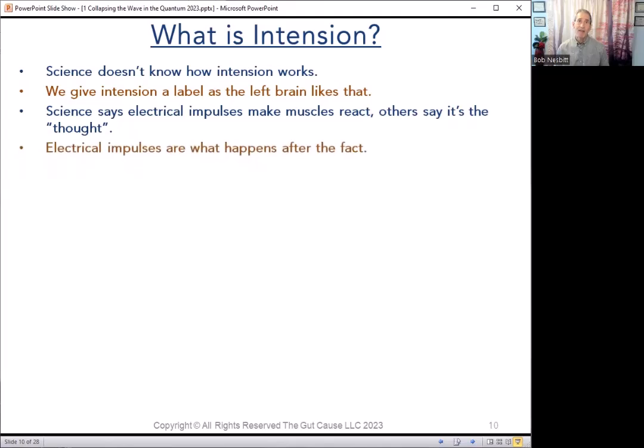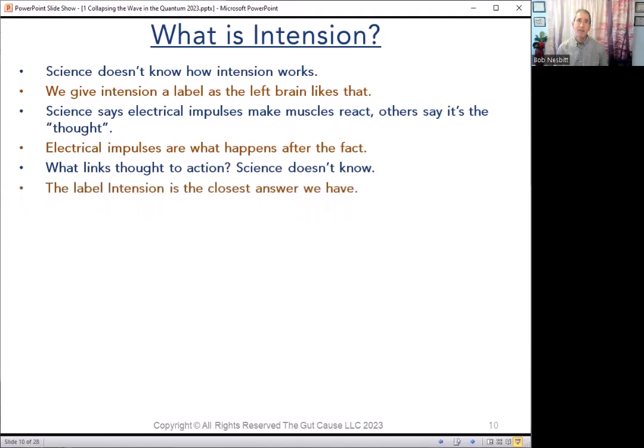But if I'm thinking of raising my arm, does it raise? No. I'm thinking about it right now. Oh, so it must be an electrical impulse then? No. That's simply what happens after the fact. What links the thought to the action? On that point, traditional science is pretty silent because it doesn't know. The closest we can come to that answer is a label we call intention. We intend. Intention is the link.